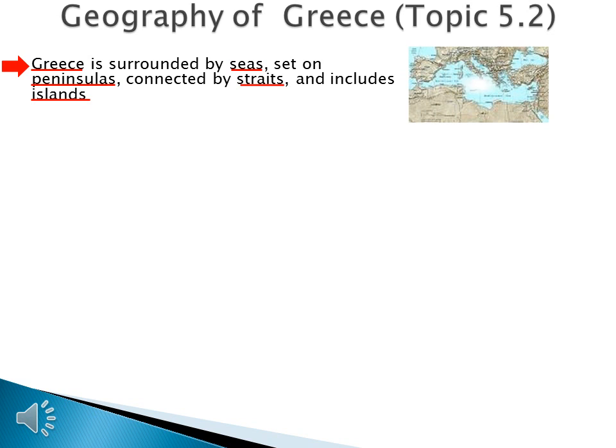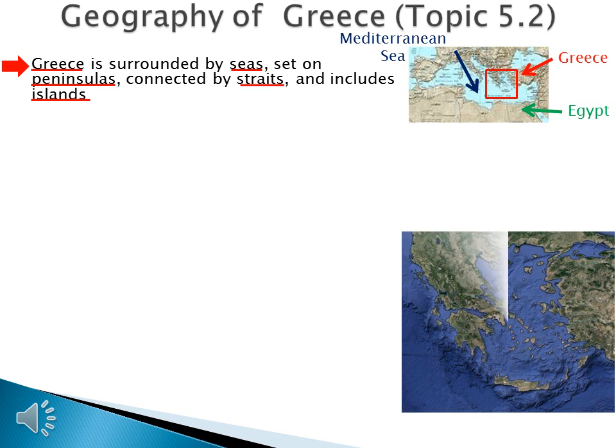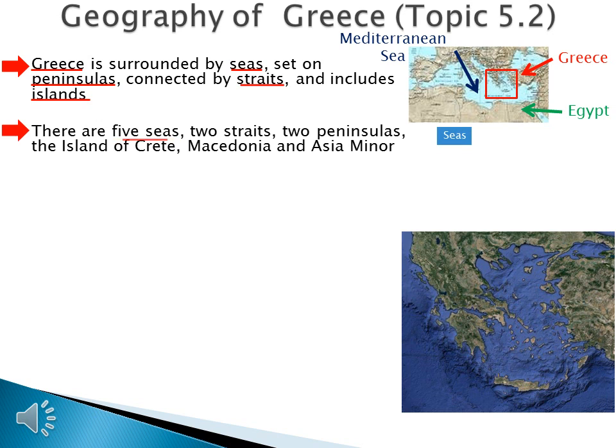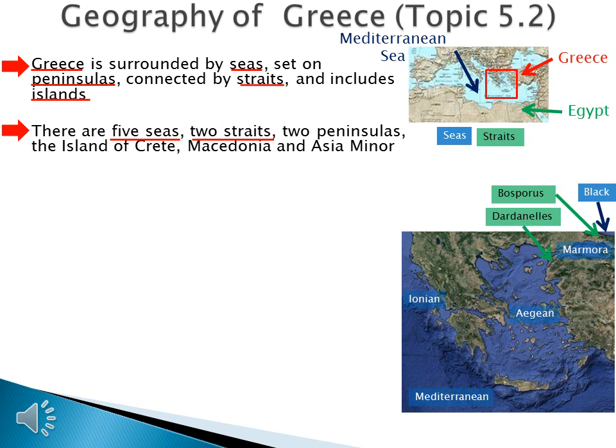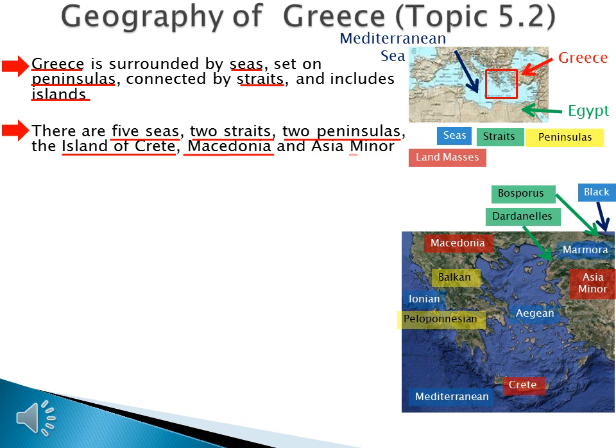Here's a map of the Mediterranean basin. Let's look at two landmarks. Here's Egypt and the Mediterranean Sea, and everything in this red box is Greece. In this box we see that there are 5 seas: the Ionian, Mediterranean, Aegean, Marmara, and Black Seas. The Aegean's the most important. There are 2 straits, the Straits of Bosporus and Dardanelles, and 2 peninsulas, the Balkan Peninsula and the Peloponnesian Peninsula, plus the island of Crete, Macedonia, and Asia Minor.